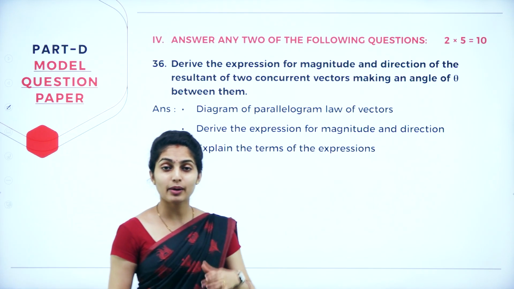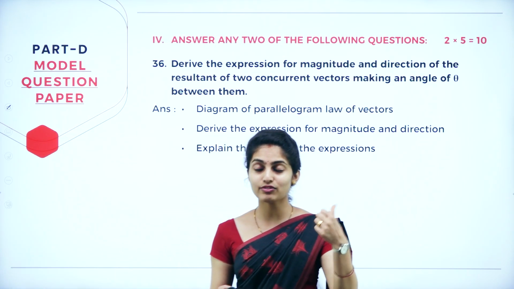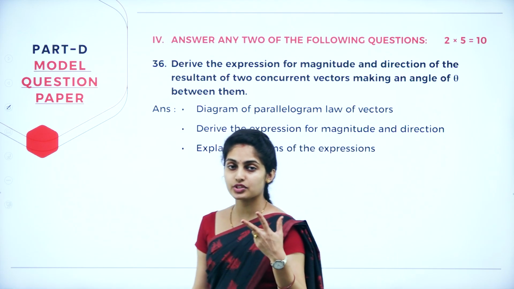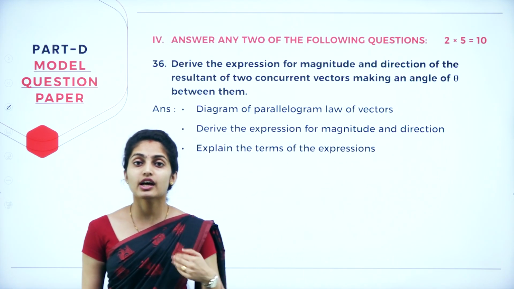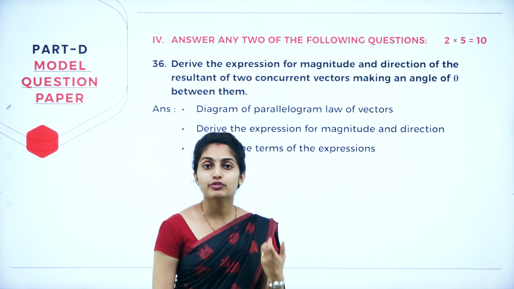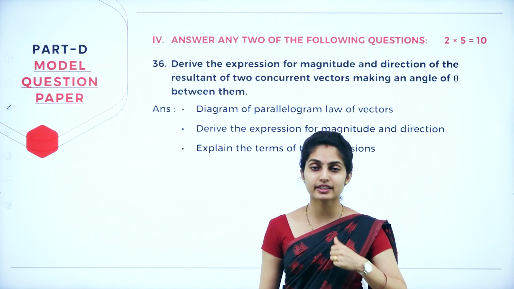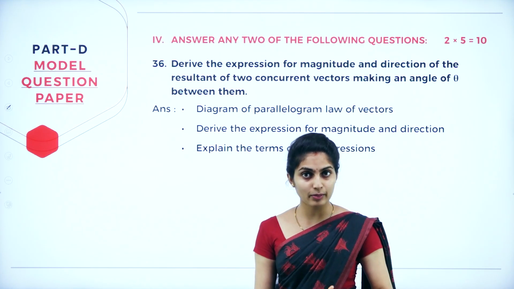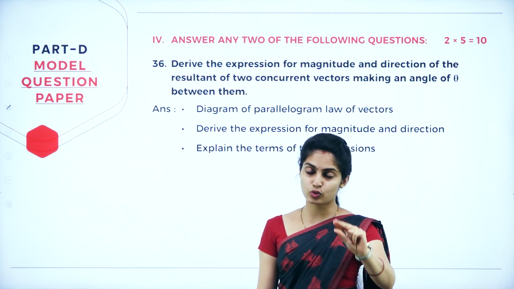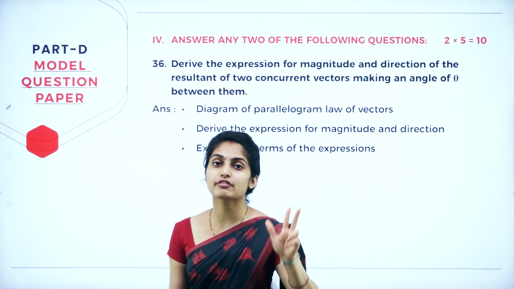So we are done with part A, part B and part C: 1 mark questions, 2 mark questions and 3 mark questions. Now we are stepping into the 5 mark questions. In each Roman number, the 4th, the 5th and the 6th, we have 5 marks. So all 3 Roman numbers have 5 marks.